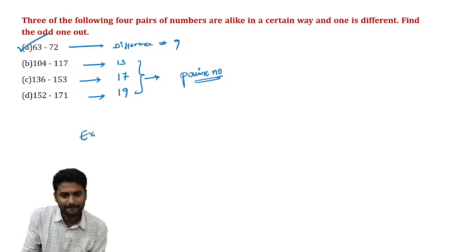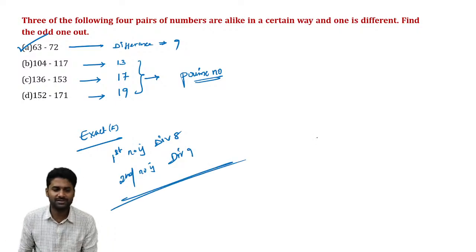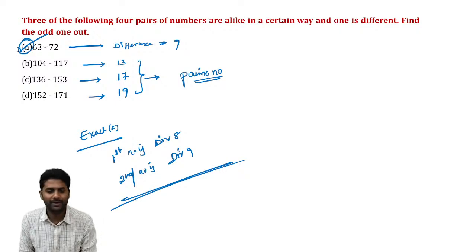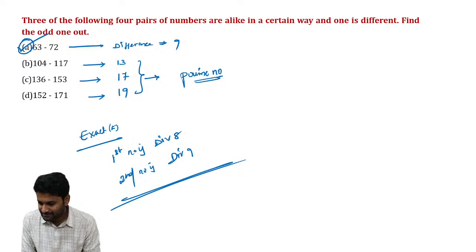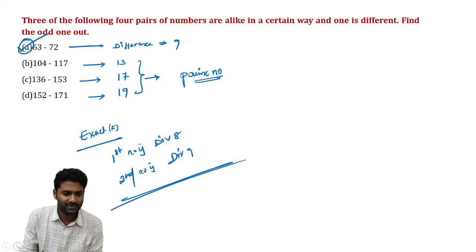See, except A, the first number is exactly divisible by 8 and the second number is exactly divisible by 9. You can apply this concept also, and you will still get the same answer. That's why here A is odd one out when compared to the remaining. Yes, very good, Nanaja, Navi, Razi, both logics are correct. Either you can take the prime difference or the first number is a multiple of 8 and the second number is a multiple of 9. Very good.